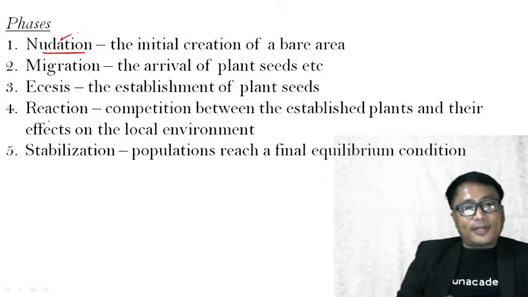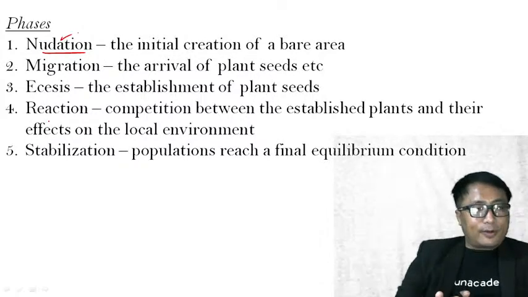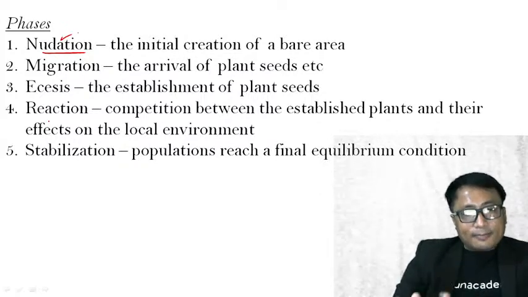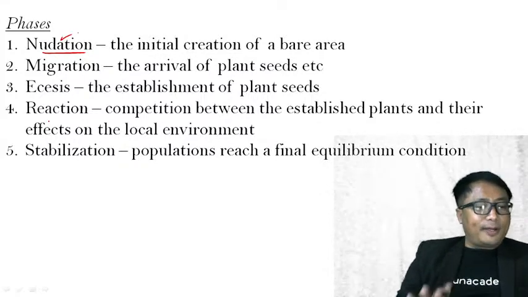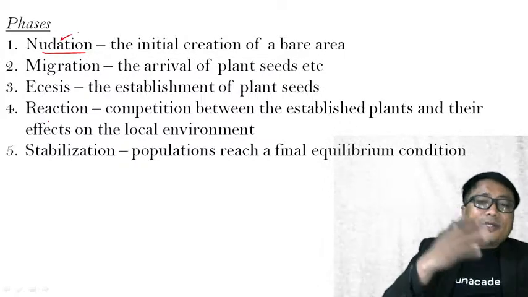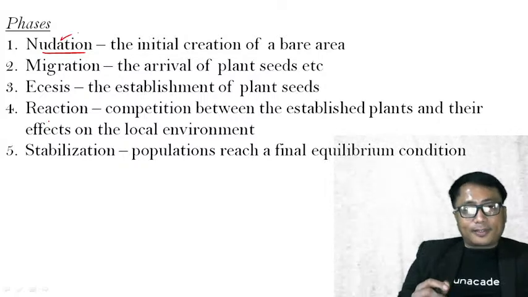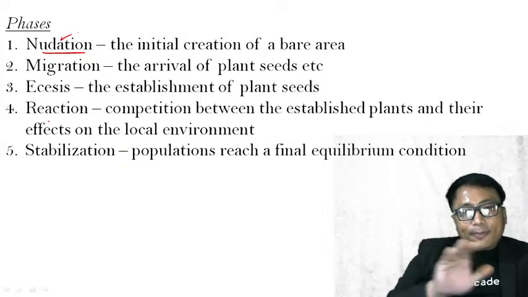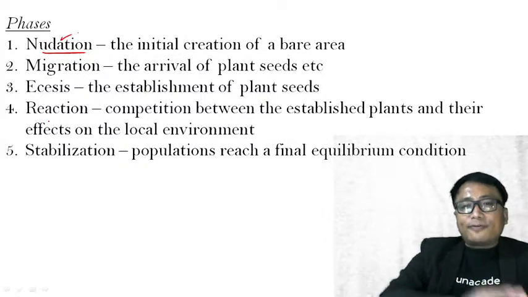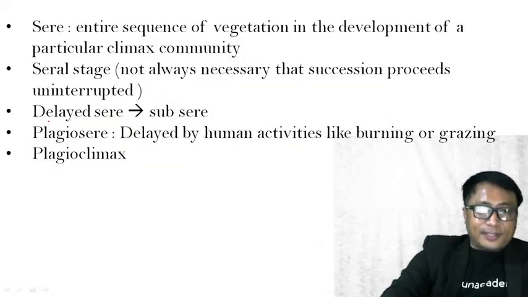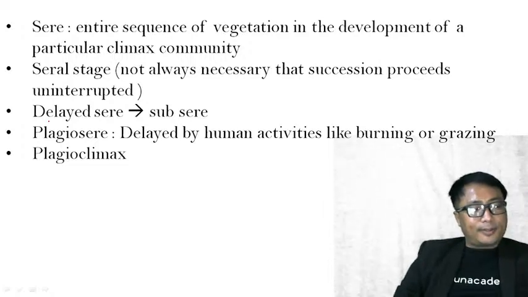Under this final phase, the population of that particular organism, be it a plant or animal, reaches a final equilibrium condition. Clear? That is the climax stage. So the entire ecological succession, right from the pioneering species to the final climax stage, is divided into 5 phases which we have just mentioned.